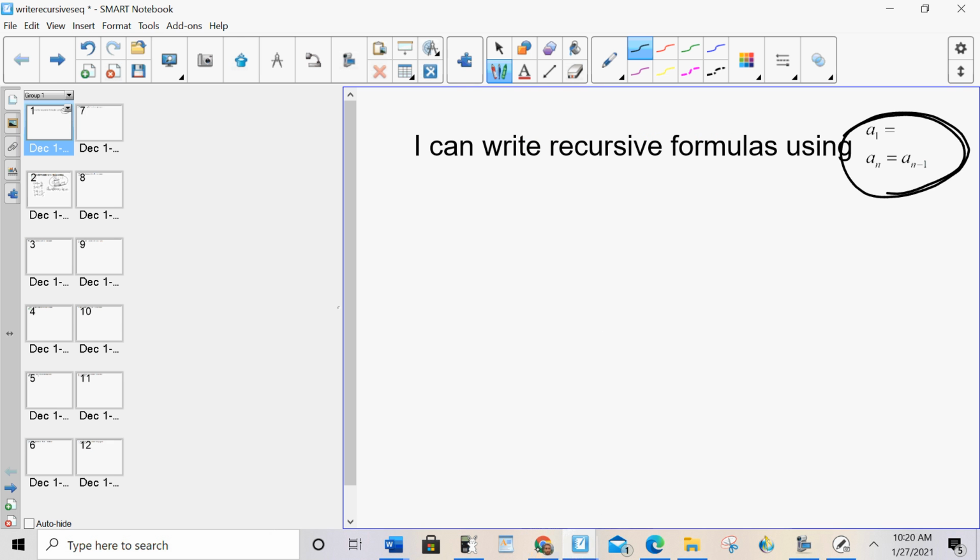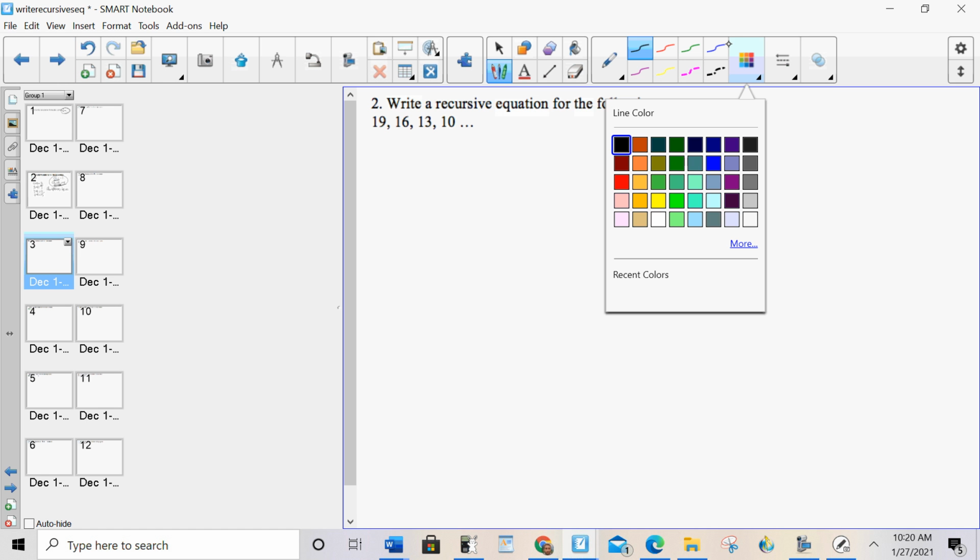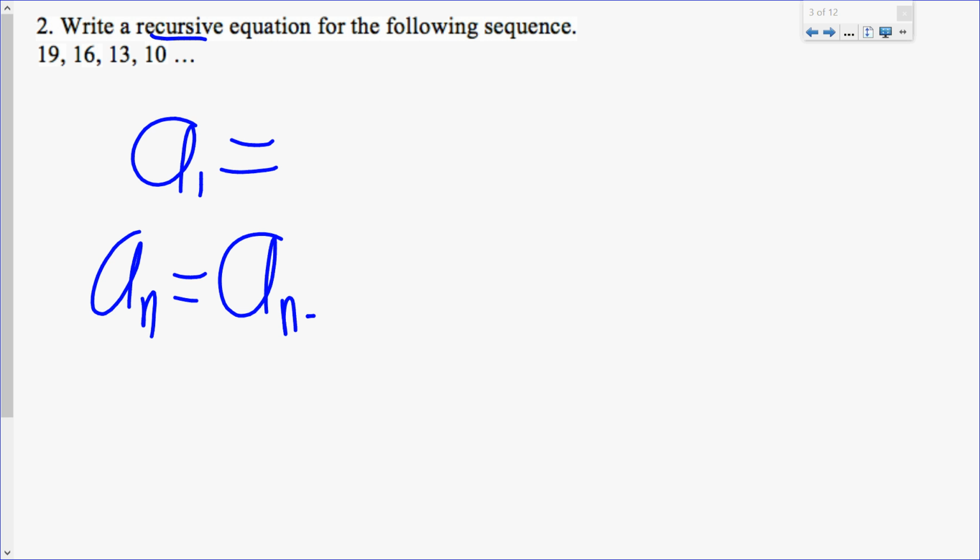All right, so recursive a1 equals. So in number 2, it's asking me for a recursive formula. Recursive a1 equals, an equals an minus 1. It always starts with that for a recursive equation or a recursive formula. Now, all you're doing is filling in what a1 is, and telling me what you're doing to the previous term. a1 is 19.